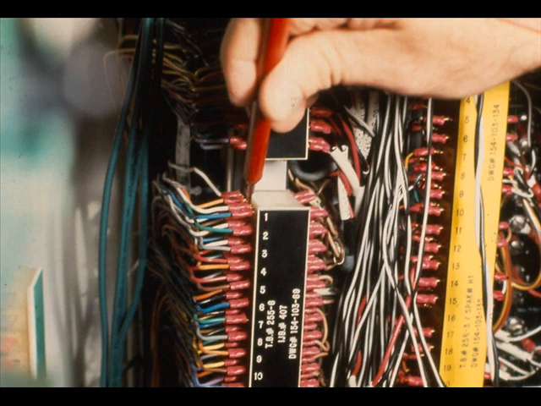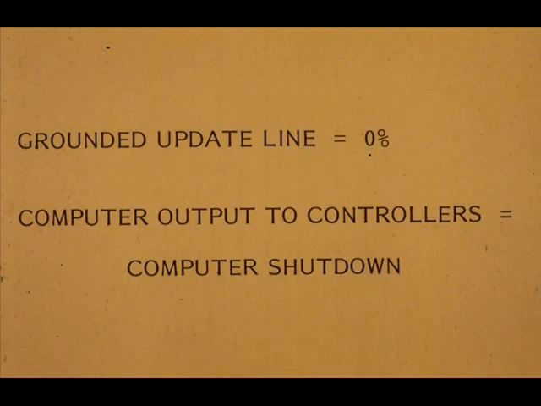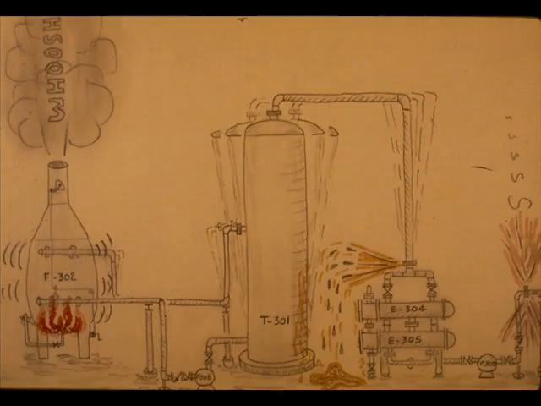The computer inputs and outputs cannot be grounded for continuity checks. What would happen if you grounded the update line in an effort to continuity check? The update line is common to all the controllers serviced by a particular computer, so the computer output to all the controllers will go to 0. This could cause a gigantic process upset.